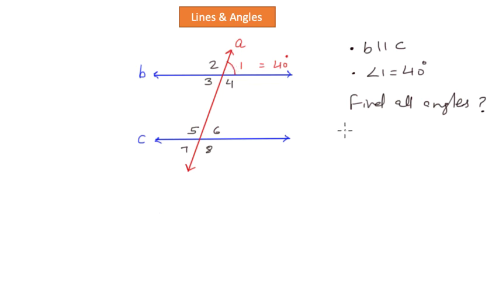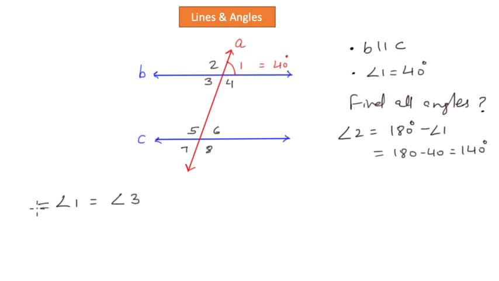Alright. Given angle 1 is 40 degree, we can say that angle 2 is equal to 180 degree minus angle 1 because two angles on a line, they make 180 degree, correct? So that means angle 2 is equal to 180 minus 40 is equal to 140 degree. From here, it should be a matter of few seconds only. So angle 1 is equal to angle 3 because vertically opposite angles, right? And we know that angle 1 is already 40 degree, correct?